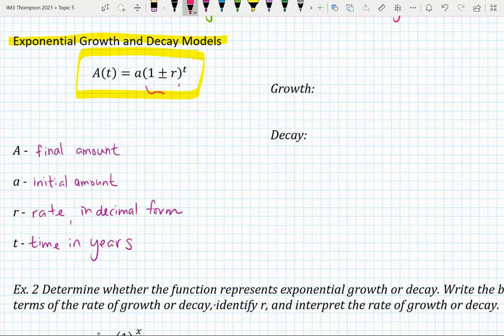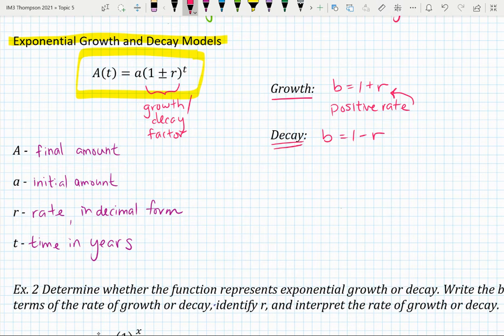This piece of the model, the 1 plus or minus r, is called the growth or decay factor. So let's talk about which one looks like what. When it's a growth, that's when I'm adding a rate. When it's a decay, I'll be subtracting the rate because it's negative.